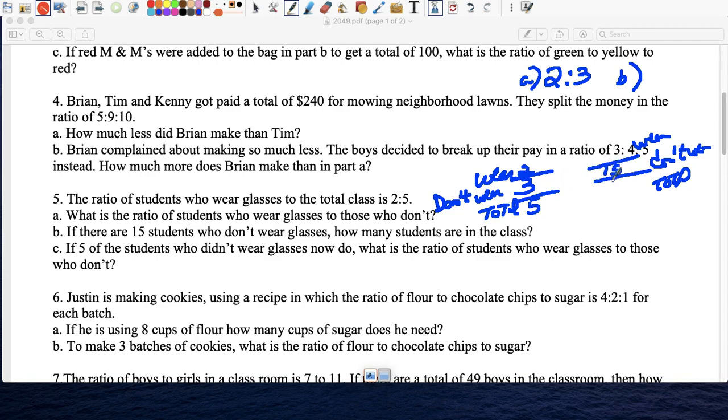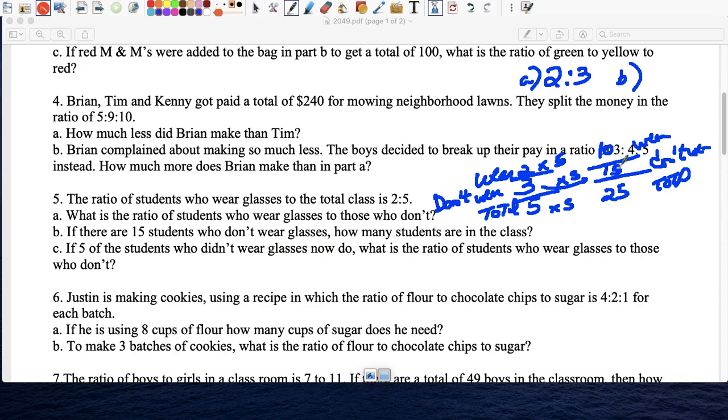Well, we now have a way to establish a relationship. So 3 to 15, right? It's times 5, which means I'm going to multiply everything times 5. So 2 times 5, that means 10 kids would wear glasses, and the class has 25 kids in total. If 5 of the kids who don't wear glasses now do, right?